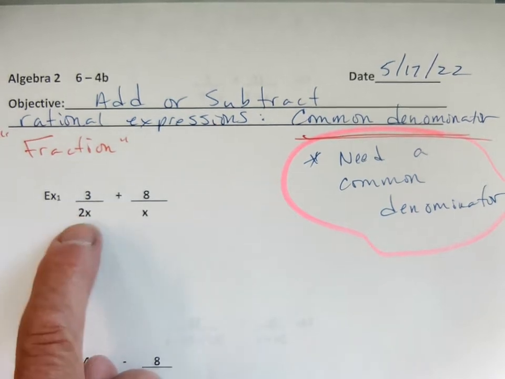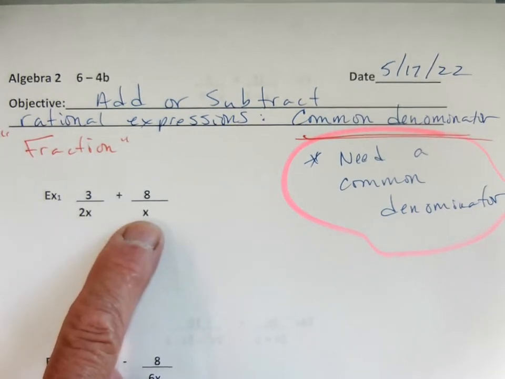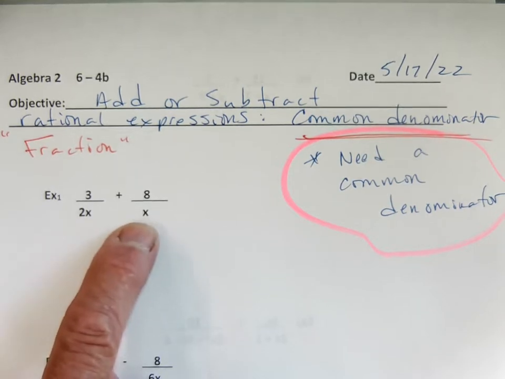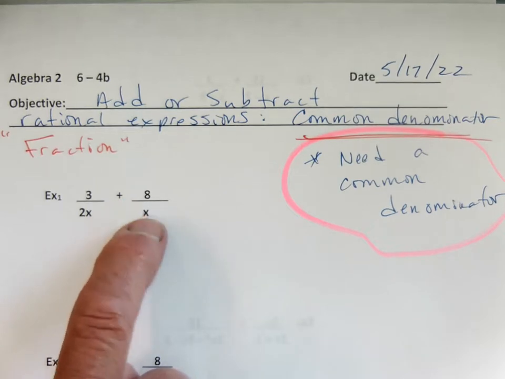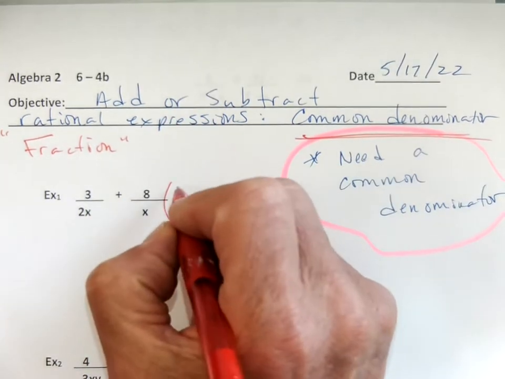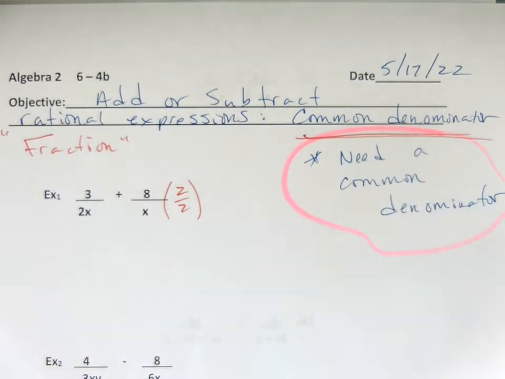If I take a look at number 1, I've got a 2x and an x. I want them the same. So I could probably make that a 2x, couldn't I? I can make that a 2x just by multiplying by 2 over 2. Top and bottom have to be the same because that's the number 1. Anytime you multiply anything by 1, you don't change the fraction. That's why you have to do the same top and bottom. We don't want to change the value of the fraction, but we need a common denominator.